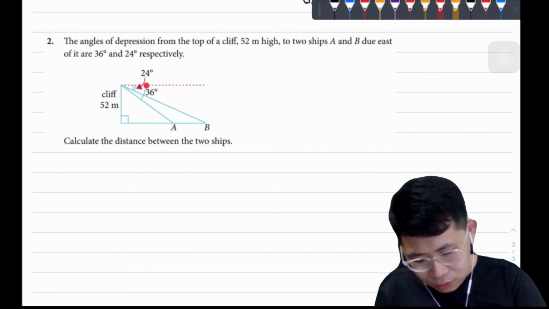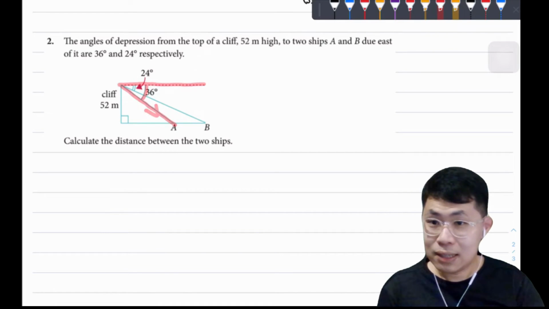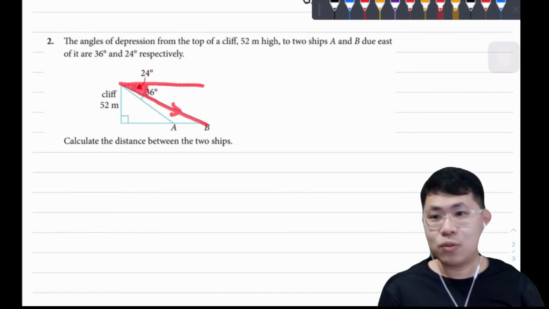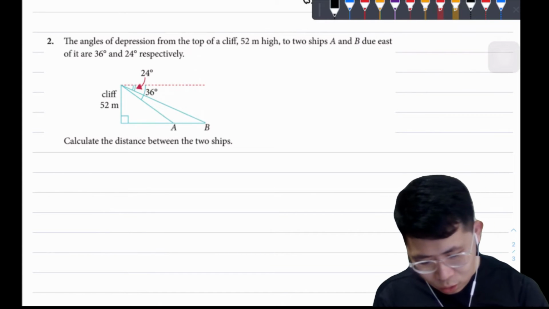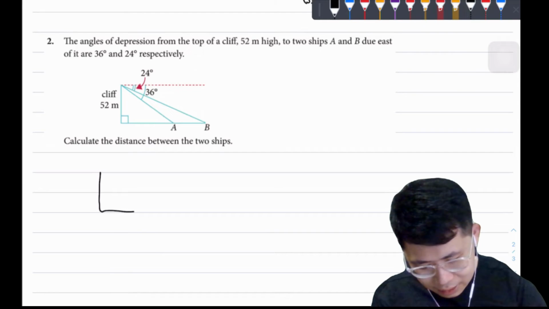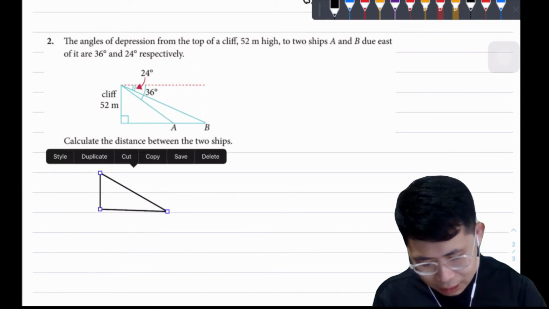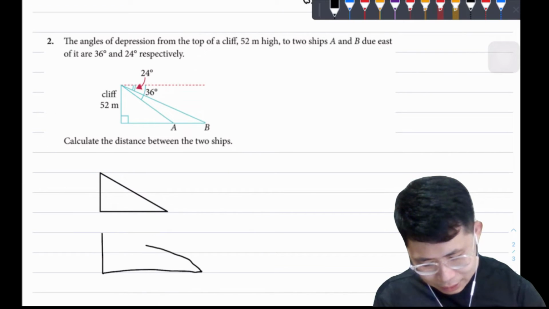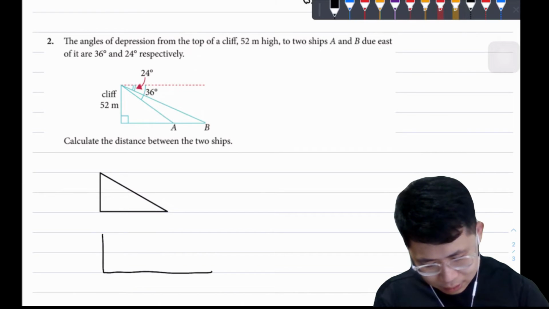So this angle over here, from the top to A, is 36. And this one over here to B is going to be 24. Now this angle is 24 degrees. Calculate the distance between the two ships. So what we can do is extract the right angle triangles out so that we are able to work with it a bit better. So yeah, this is my very failed attempt at drawing like this.